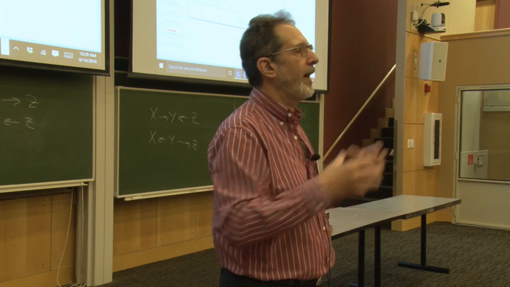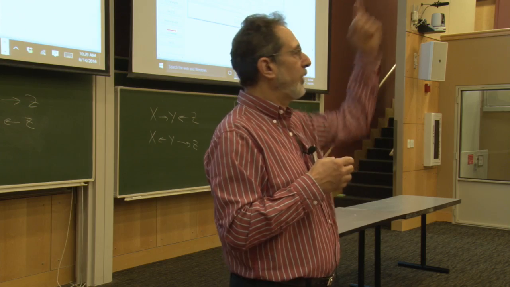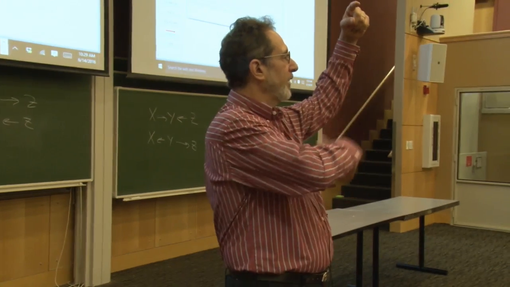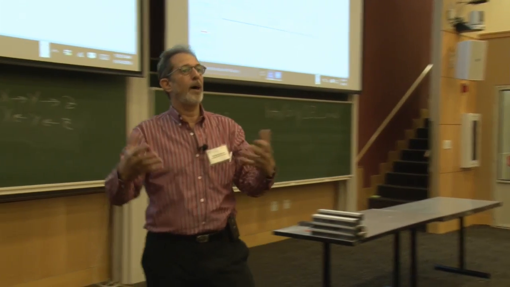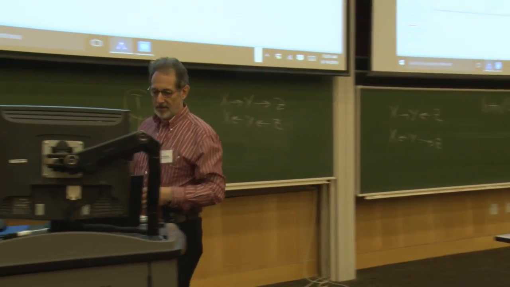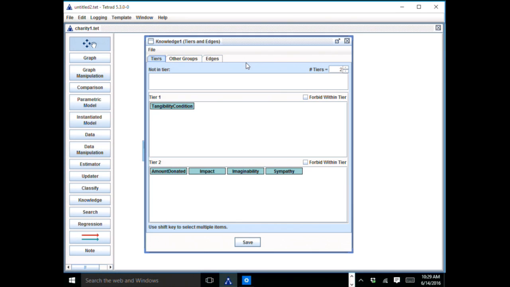So how could I code that in background knowledge? I could put that in tier 1 and everybody else in later tiers. That's how I do it. So that's how you code an experimental intervention. What I did here in the background knowledge was I built a tier where the tangibility condition is in the first tier and everybody else is in the second tier, which means anything else goes, but the tangibility condition is exogenous. And that has a huge impact, obviously.